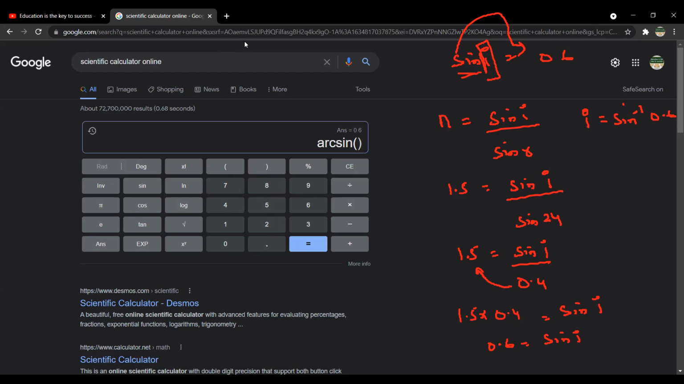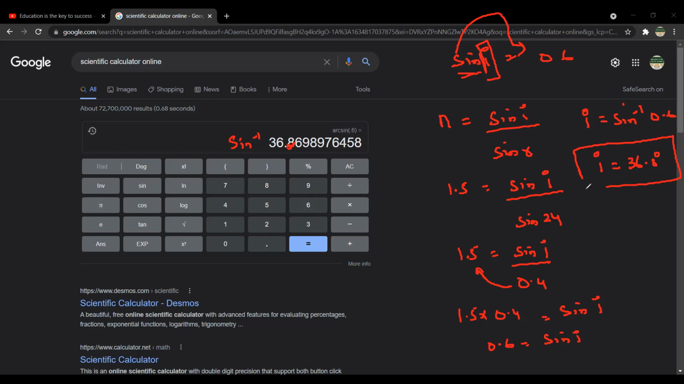On your calculator it will be written like sine inverse. It's the same thing. And what is the value? Sine inverse 0.6 equals 36.8. So the value for the angle of incidence will be 36.8 degrees. Is this example clear?